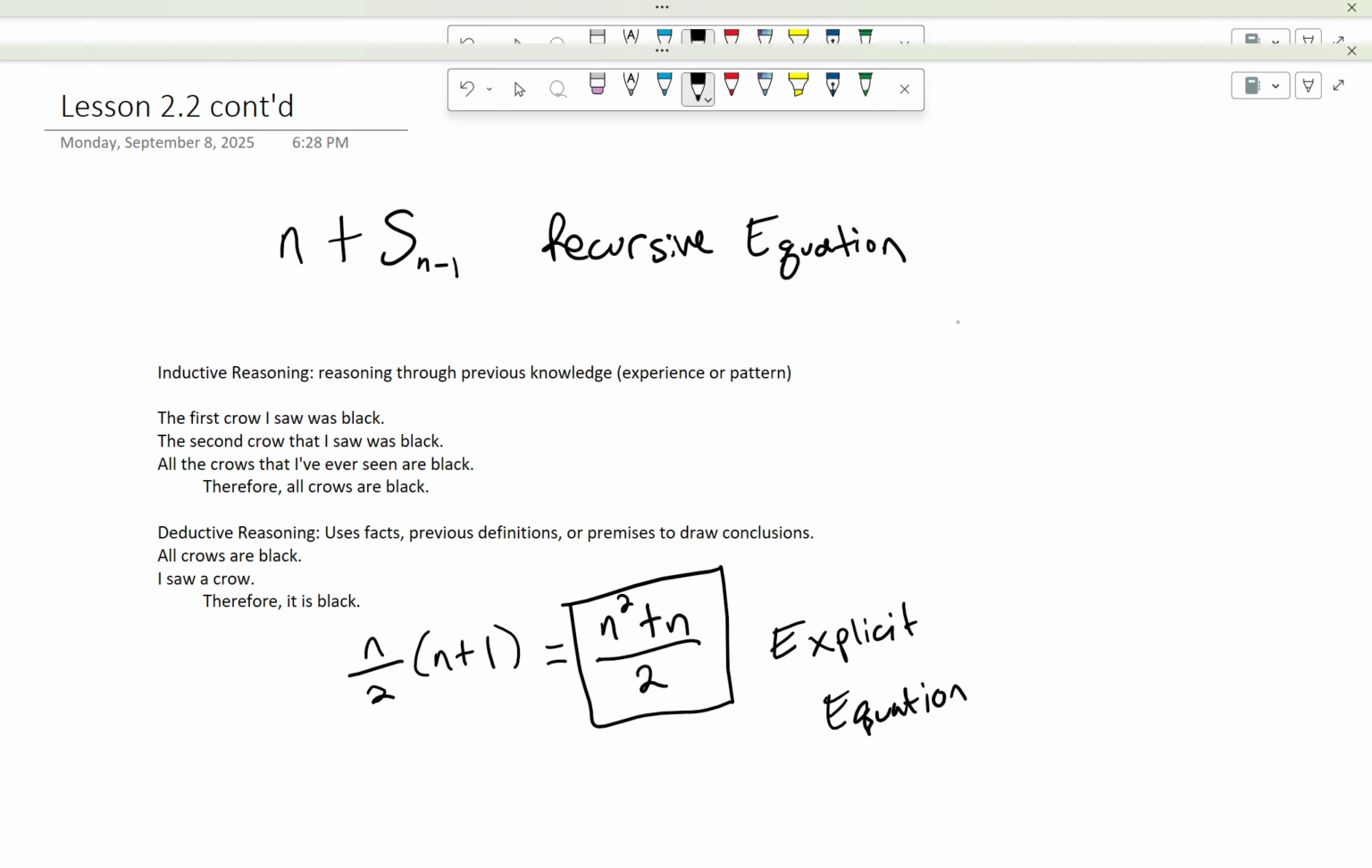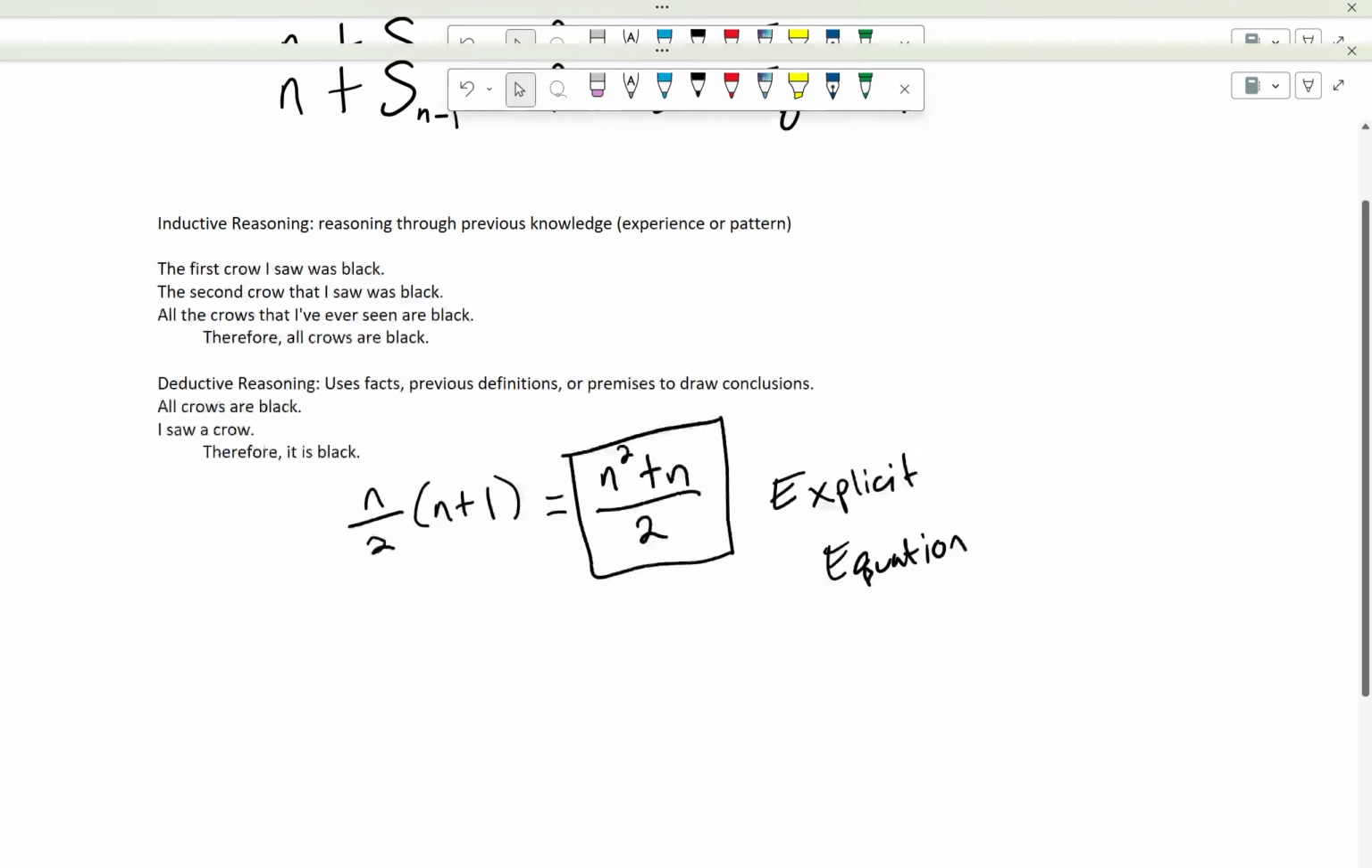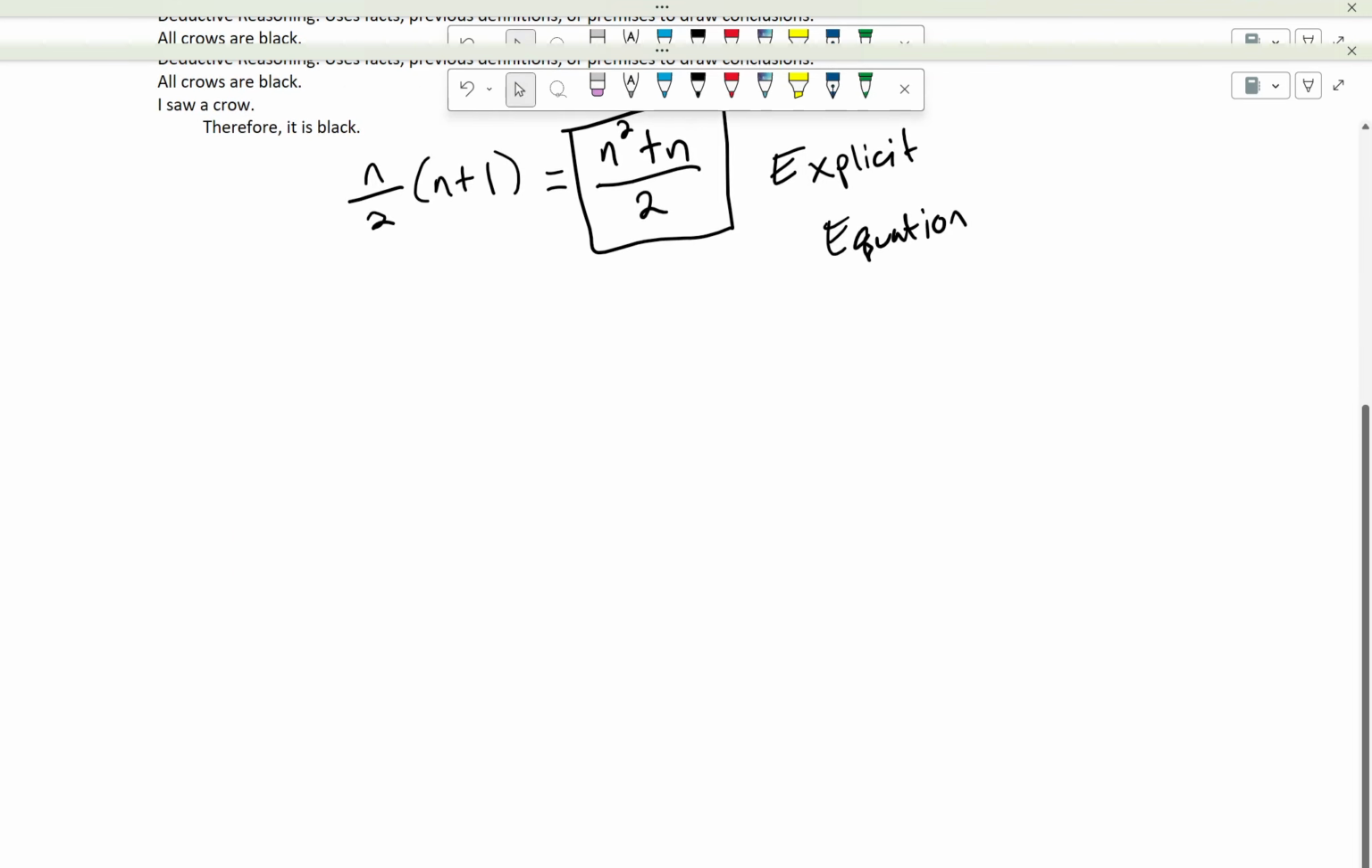Which is pretty neat because I can use this. I can find the sum of the first 100 numbers with that, right? 100 squared plus 100, and I take that and divide by 2. And very quickly, I could come up with the sum of the first 100 numbers in actually just a matter of seconds with a calculator, rather than punching in 100 plus 99 plus 98 plus 97, etc., etc.